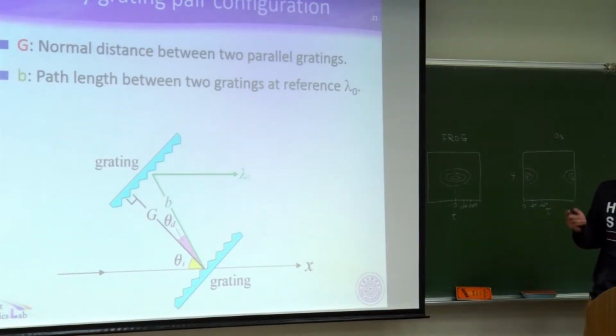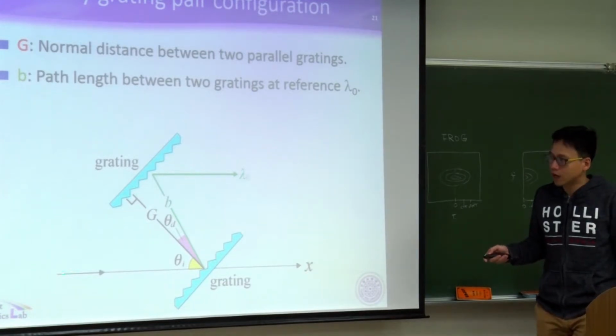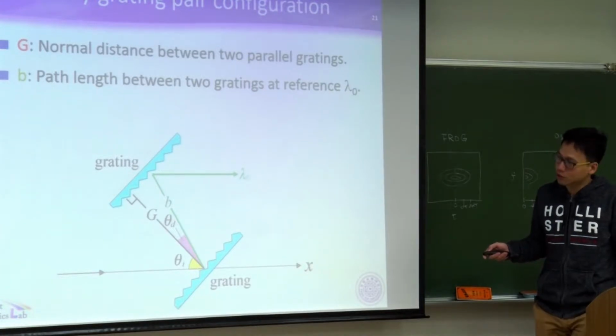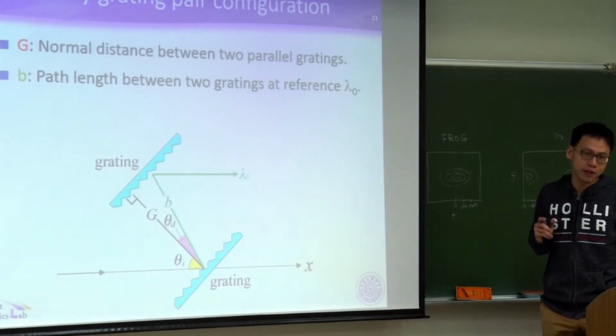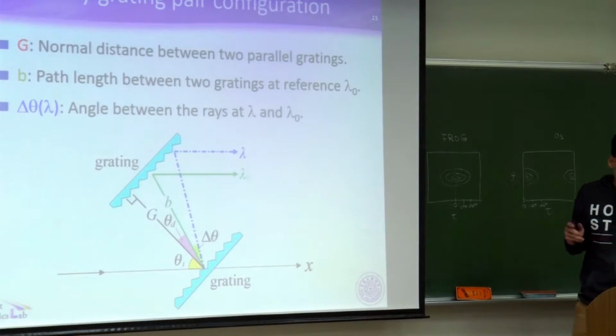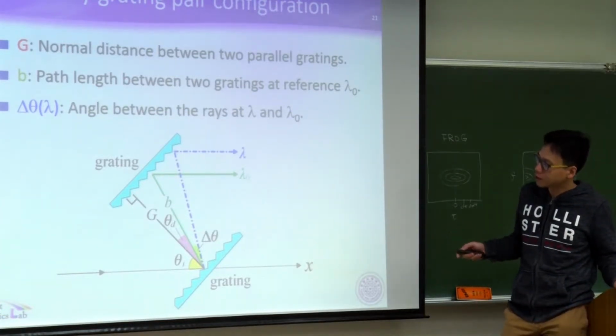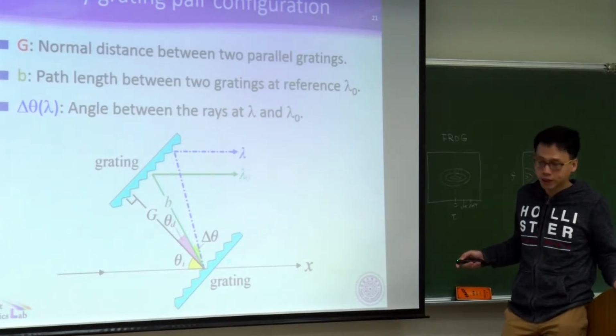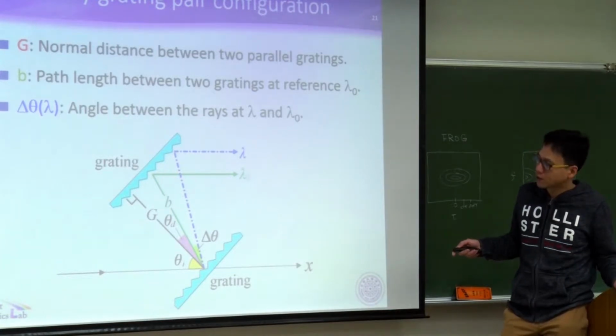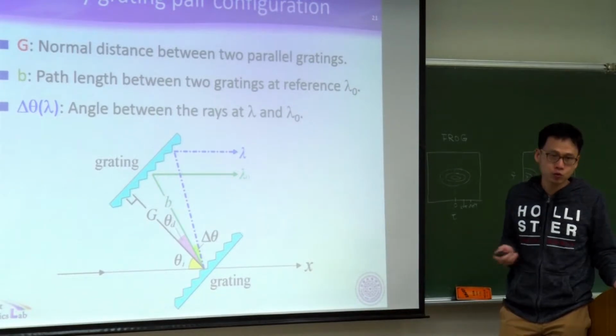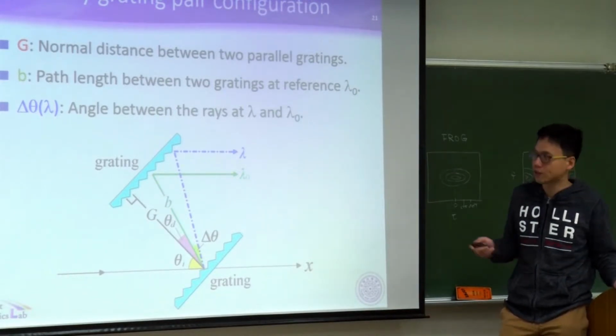Okay. But we know we are talking about femtosecond pulses. So there are many different colors in the incidence beam, not just one color. This is one color path. So for example, you have a shorter wavelength in blue color. After the first grating, the diffraction angle will be different. Okay, say it makes an angle delta theta with respect to the reference ray at the reference wavelength.